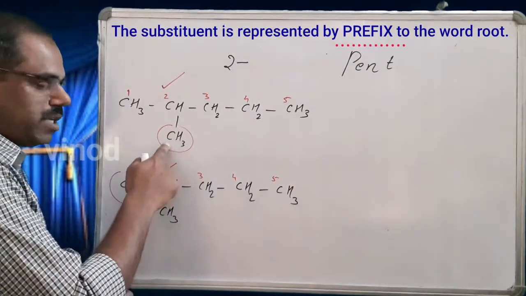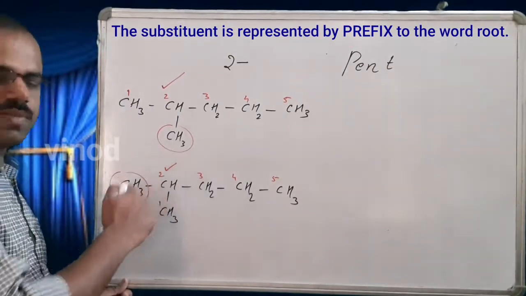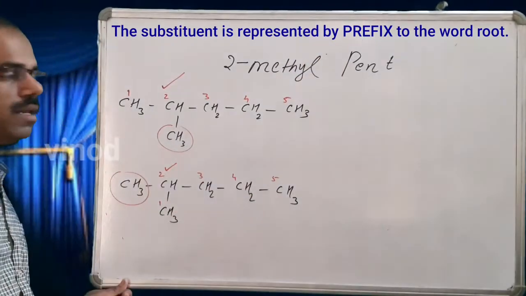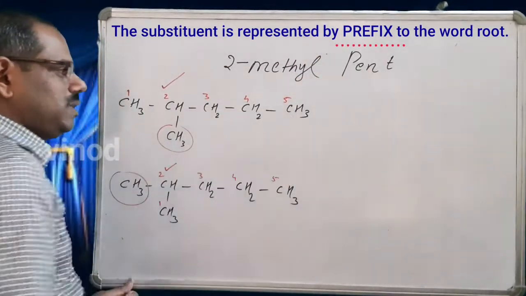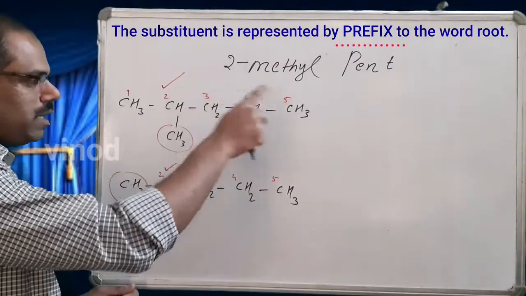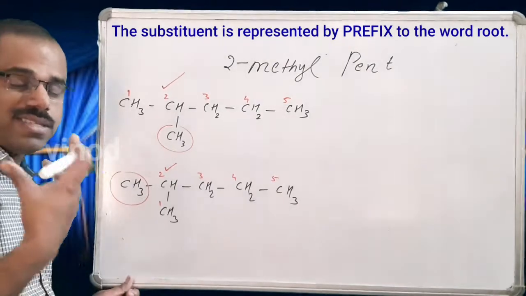What is the name of the substituent? It is methyl. In both cases it is methyl. So 2-methyl, 2-methyl. The word root is already written, pent. And you see what type of bonding is there, between hydrogen and carbon? It is single bond only.